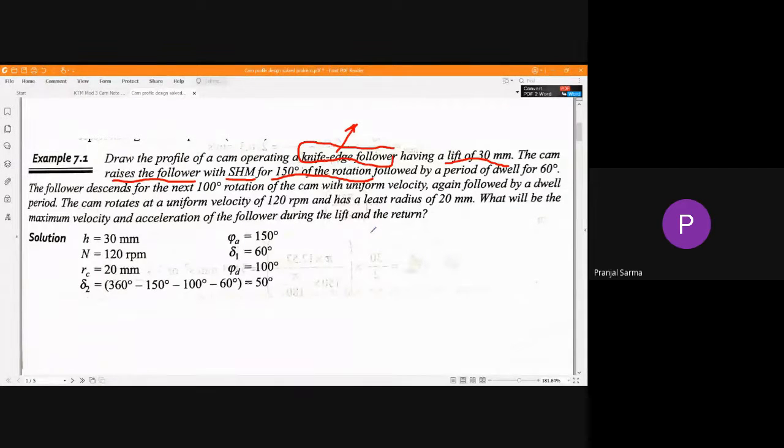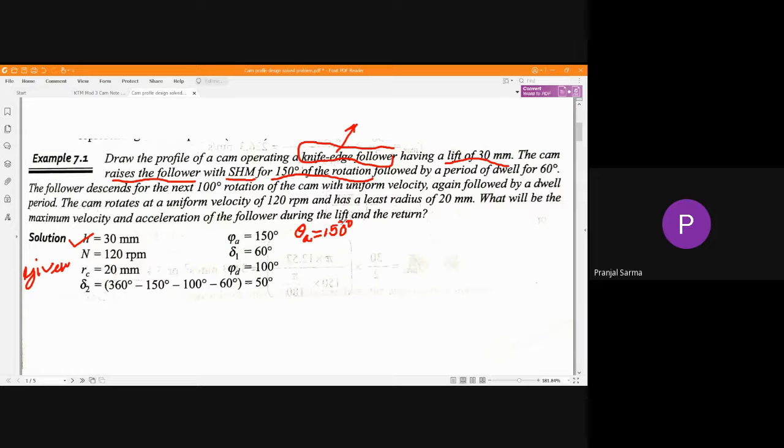Then what is given: a lift of 30 mm. The lift can be denoted with h or x, that is up to you. h equals 30 mm. So the given follower type is knife edge follower. Next, the lift is 30 mm. The cam raises the follower with SHM for 150 degrees of rotation. So theta A, or here we are using phi A, that is up to you. Whatever nomenclature you use, just denote it. Suppose theta A, the ascent stroke angle, is given as 150 degrees.